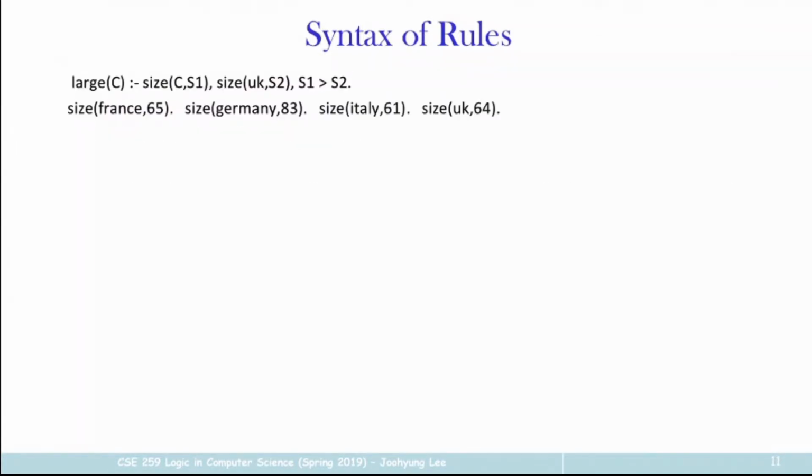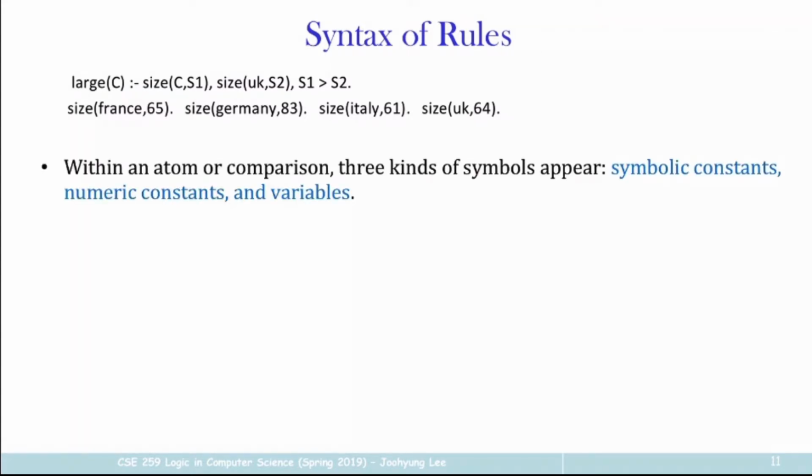All right. Now, if you look at this simple program that you saw, there are three kinds of symbols appearing. First is called symbolic constants, like size, France. These are alphabet symbols. There are also numeric constants, like 65, 83, 61. There are also variables like C, S1, S2. So there are three kinds of symbols that occur in an atom or comparison.